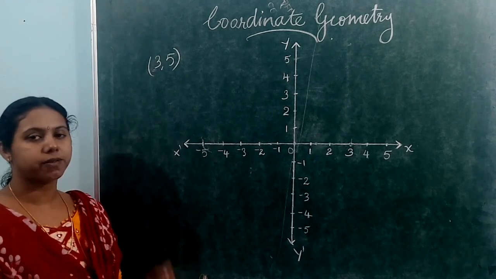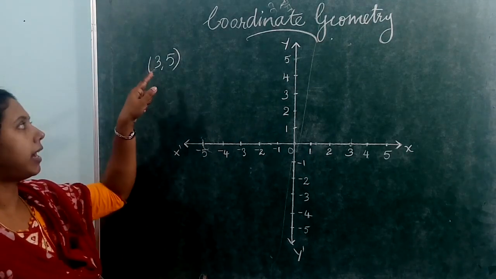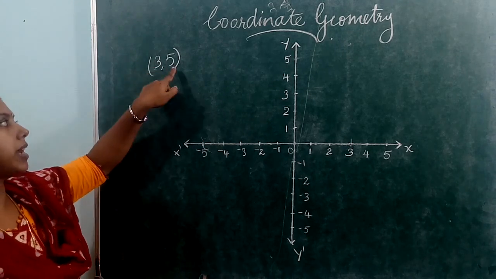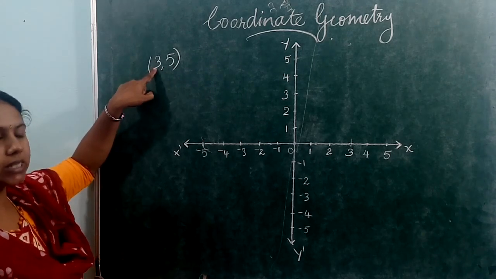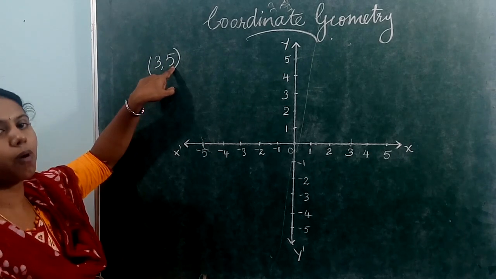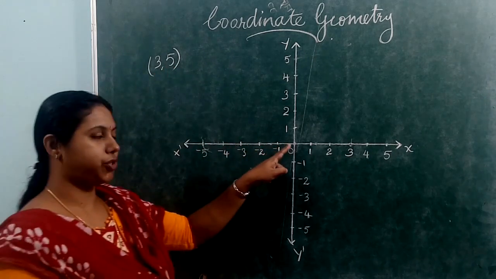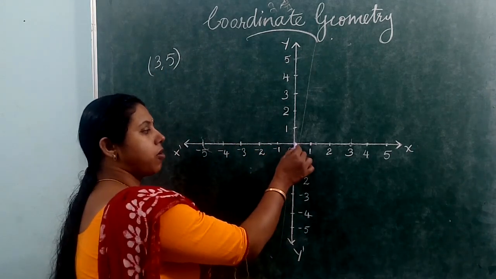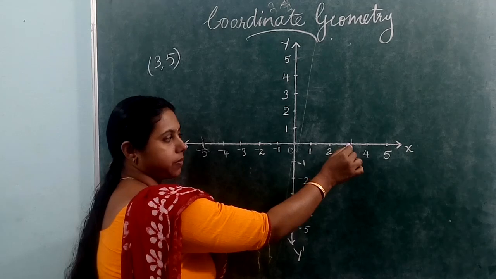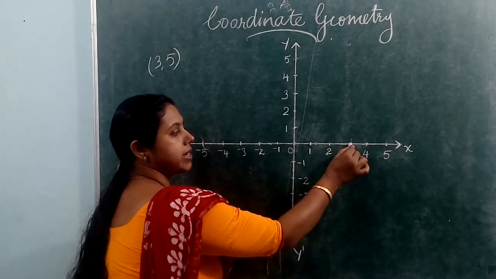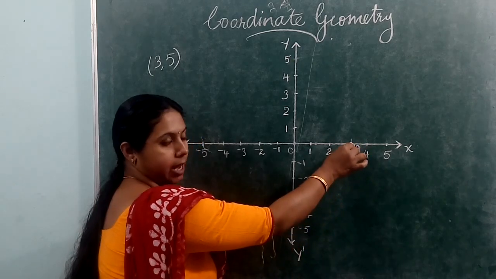To plot this point, we start from the origin. We know that the x coordinate is 3 and the y coordinate is 5. That means the distance from the y-axis to the point is 3 units and the distance from the x-axis to the point is 5 units. So start from the origin and move 3 units along the positive direction of the x-axis. Count the 3 units. There you can mark a point, and mark that corresponding point as A.